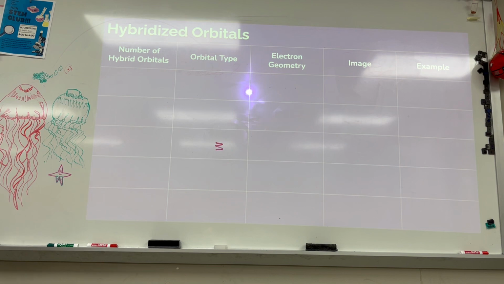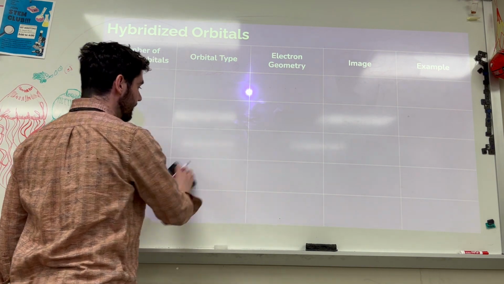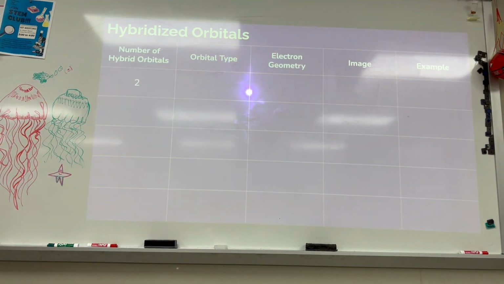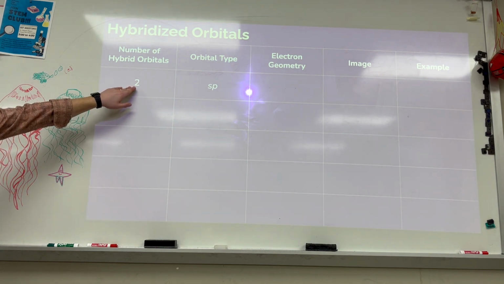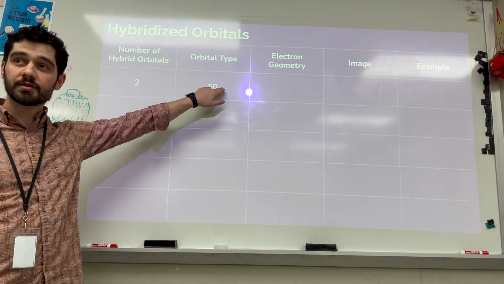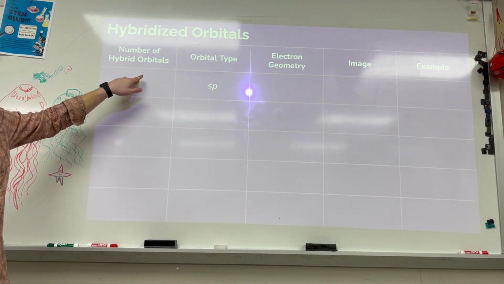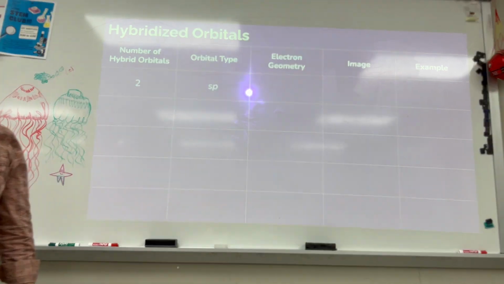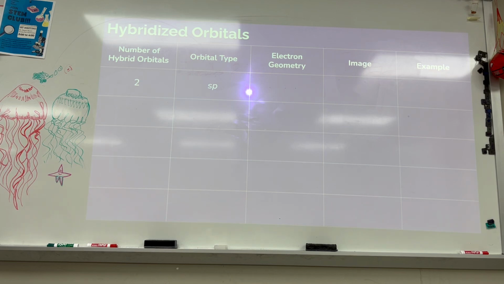Okay, so here we go. I got a little table just to summarize what's going on. If I am in a situation where I need 2 hybrid orbitals, that would always be an sp. If I need 2 hybrids, then I need to use 2 atomic orbitals to make those hybrids. As a quick review, if I had two orbitals making bonds, what shape do they make if two bonds want to repel each other? Linear. Yeah, looks like that.